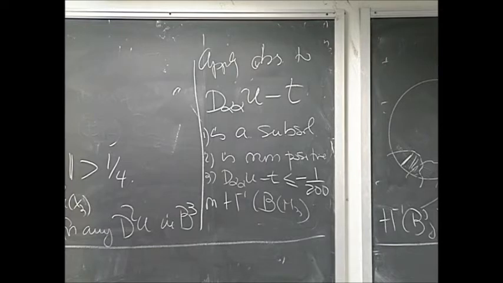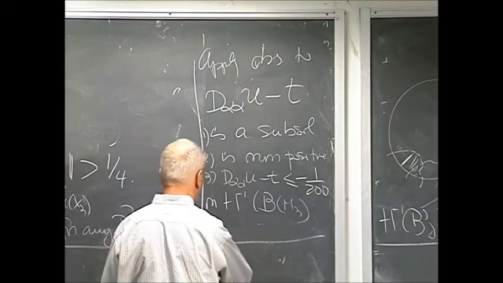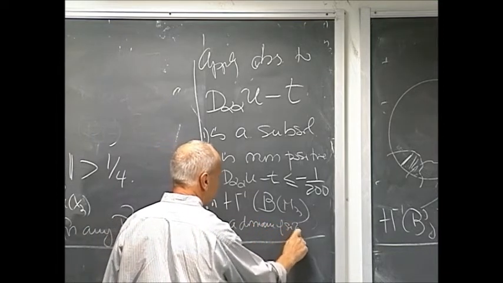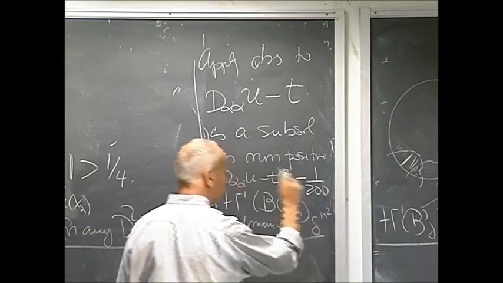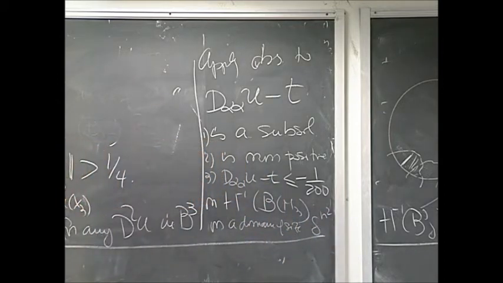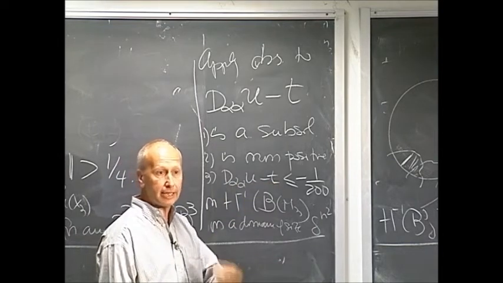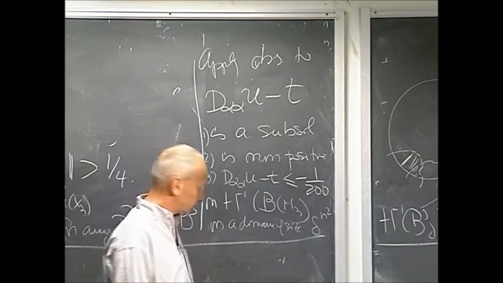But BM3 has non-trivial measure, delta to the n squared. By now, delta is fixed. It's 1 over 10 million, so it's a completely fixed number. A domain of size delta to the n squared. So this lemma tells me that in the ball of radius 1/2, d alpha alpha of u minus t is less than a universal constant that depends only on delta, which is fixed.